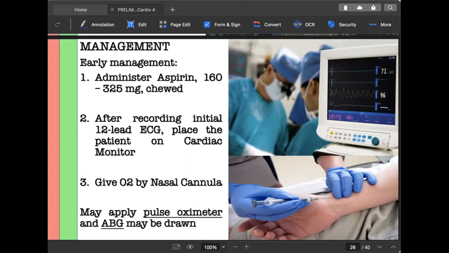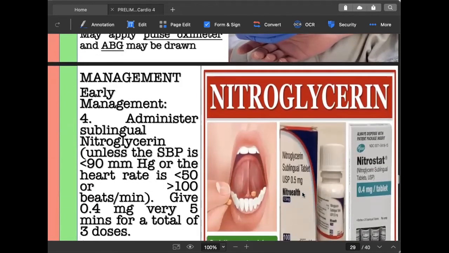Oxygen cannula, you already know this one, to prevent your hypoxemia, because hypoxemia often occurs in MI because of your pulmonary edema, and you may be intubated if respiratory distress happens. And of course your pulse oximeter to check the oxygen saturation. It should always be within normal scale from 95 to 100, and of course ABG may be drawn. Okay, moving on here.